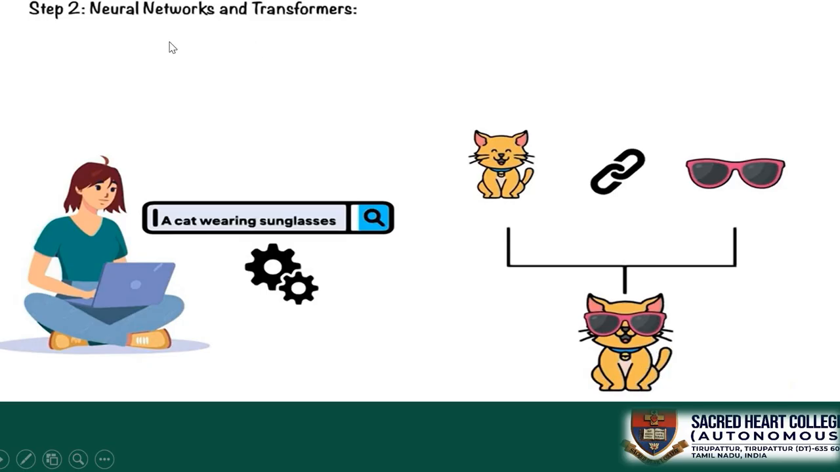This is possible because of neural networks and transformers. Here, neural networks help recognize objects and patterns, while transformers allow AI to understand the context and relationship between words and images. So here, AI doesn't just randomly mix things. It learns how objects fit together logically, which makes the generated image look realistic and meaningful.